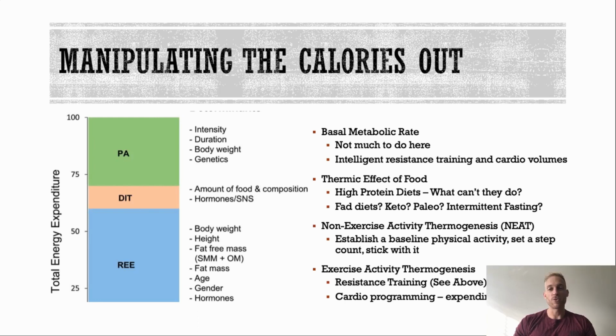And like I said before, there's not a lot we can do here in terms of metabolic rate, or in terms of basal metabolic rate. You can be larger in size, you can add muscle mass, but it's pretty hard to add muscle mass on a fat loss diet. So what you want to do to maximize your basal metabolic rate while you are dieting is to implement intelligent resistance training and cardio volumes.